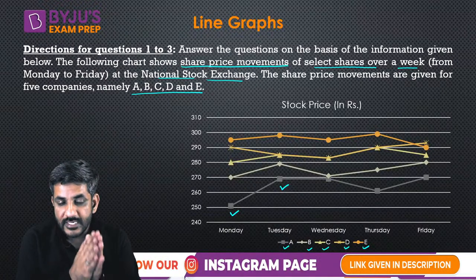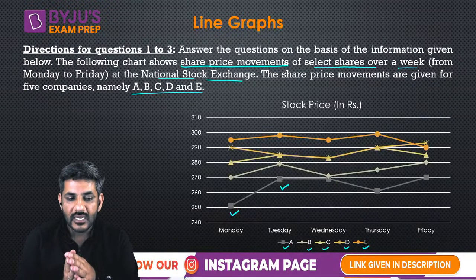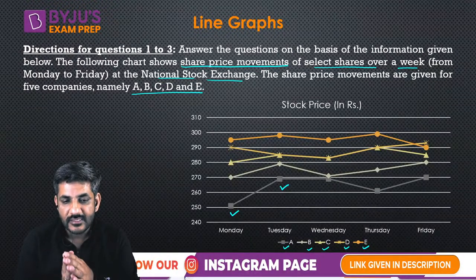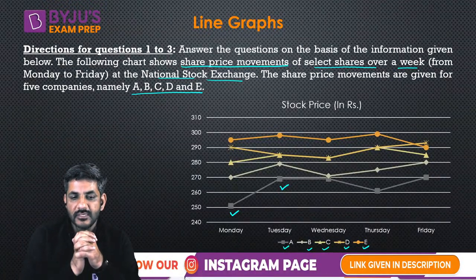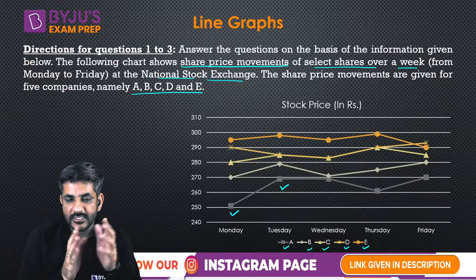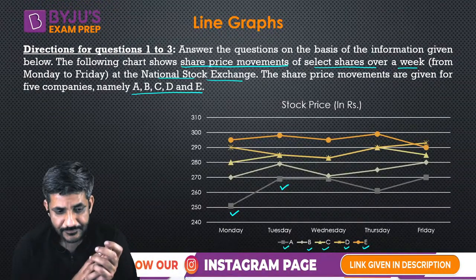On the vertical axis, we have the price. On the horizontal axis, we have the days, and each line is separated by some symbols. You can see those symbols down there. What does A represent, what does B represent, what does C represent, D or E?